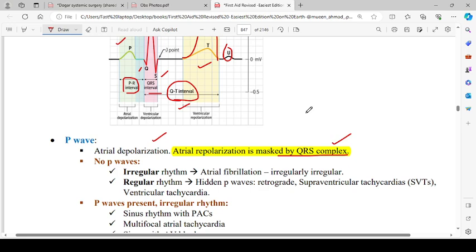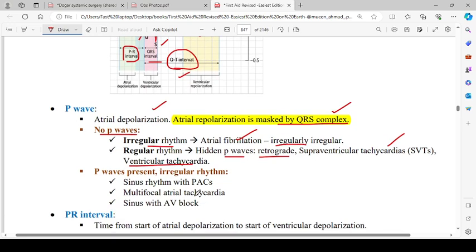What happens if there are no P waves? If there are no P waves and the rhythm is irregular, then it is atrial fibrillation, and the rhythm will be irregularly irregular. If it is a regular rhythm with no P waves, then these can be hidden P waves or retrograde P waves, supraventricular tachycardia, or ventricular tachycardia.